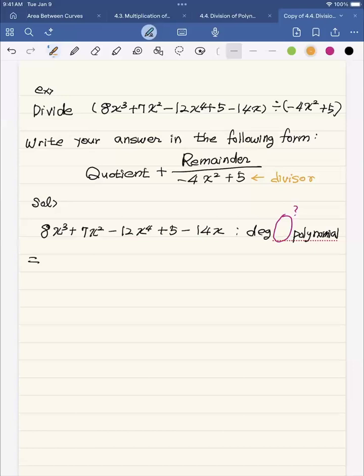Next problem is a little more complex pattern. We consider the division of 8x cubed plus 7x squared minus 12x to the fourth power plus 5 minus 14x divided by negative 4x squared plus 5. What we want to do is write the answer in the form quotient plus remainder over divisor.